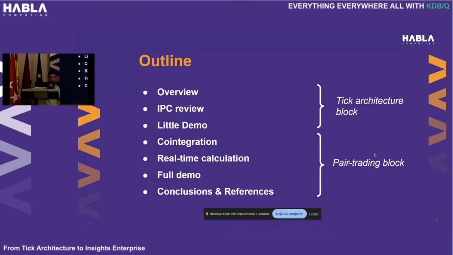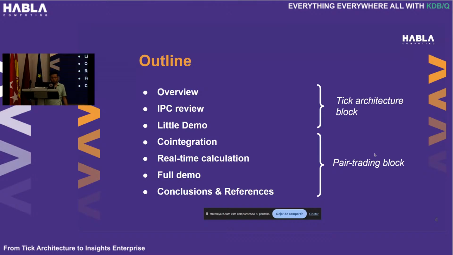In the first block, we're going to review the tick architecture. Then we're going to try to understand a core concept we need to understand the whole architecture: the IPC, the inter-process communications. Finally, we will see a naive tick architecture working in real time. In the second block, we will see pairs trading. First, we need to understand what pairs trading is. Then we will see an implementation in KDB Plus, and we'll see how everything works.